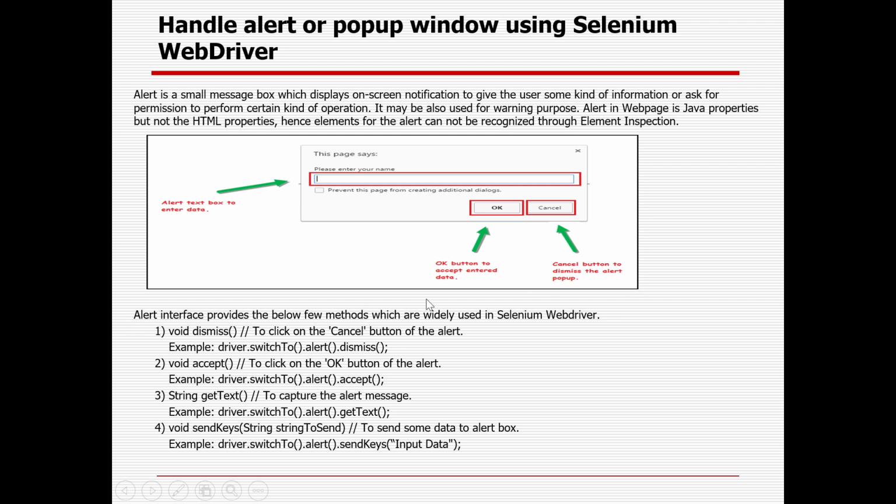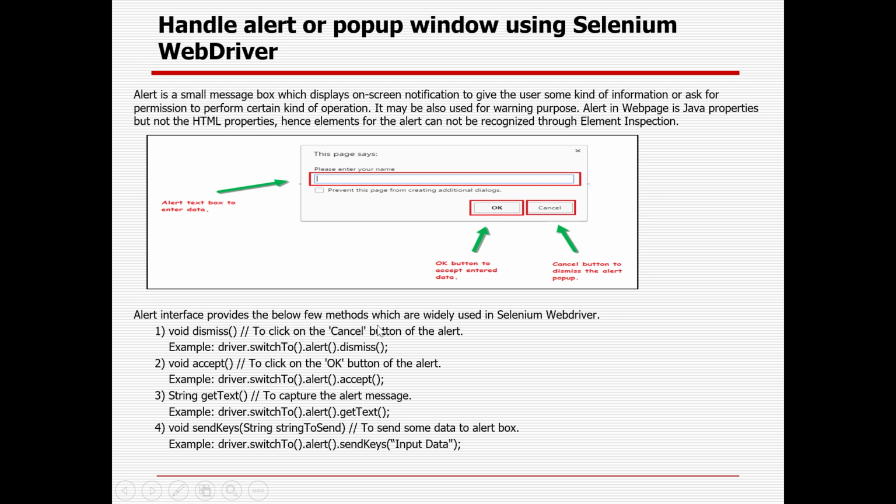So there can be one kind of alert for giving information. You click OK, then only the alert will be dismissed or moved out, right? Sometimes there can be an alert with a yes or no button, so you need to either accept the alert or dismiss the alert. Sometimes there can be an alert where OK or cancel button is there. Sometimes a text box field is there, so you can dismiss the alert, or you can get the alert text, or you need to enter some value in the alert and then accept it. Those are the different kinds of alerts you might see down the line whenever you are automating some web page.